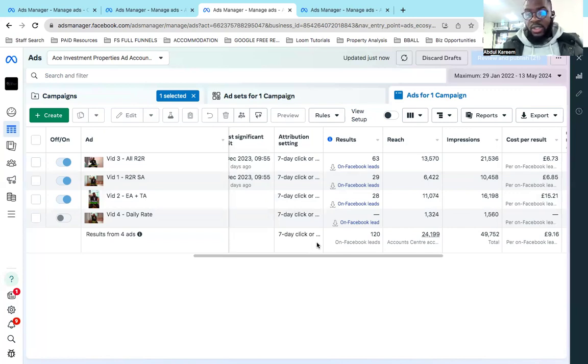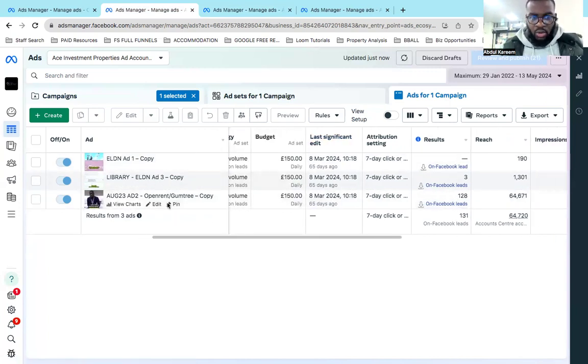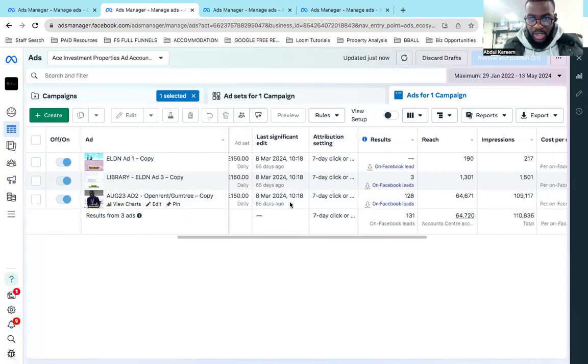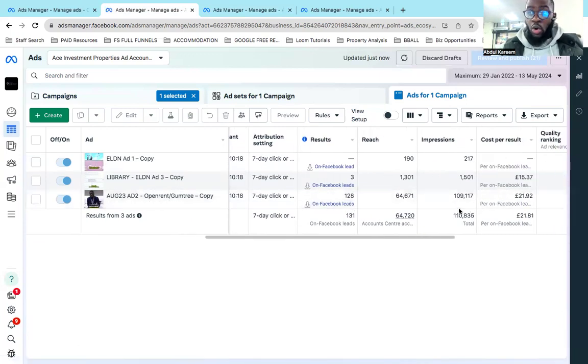Essentially, because I have an accommodation business, I've always advertised for landlords because I'm always looking for properties to rent. So this ad right here, you can see August 23, open rent Gumtree, spending £150 a day. I've got 128 landlords. These are people who are open and willing to rent their property to me.